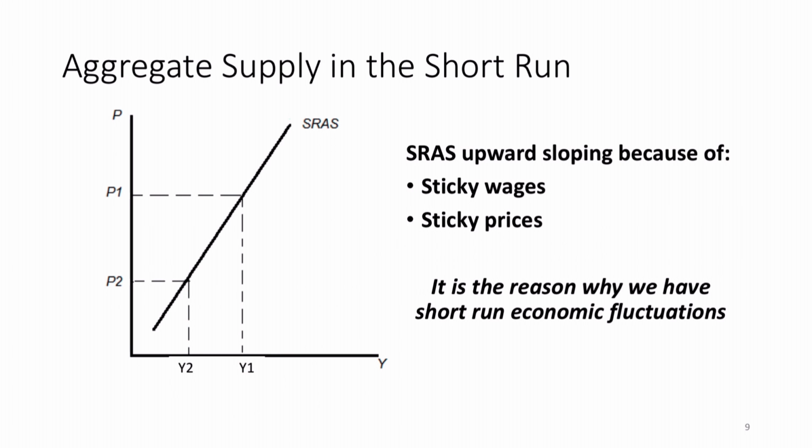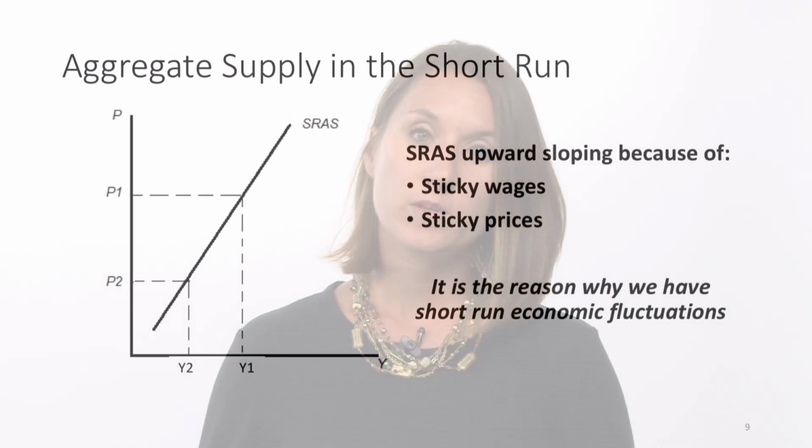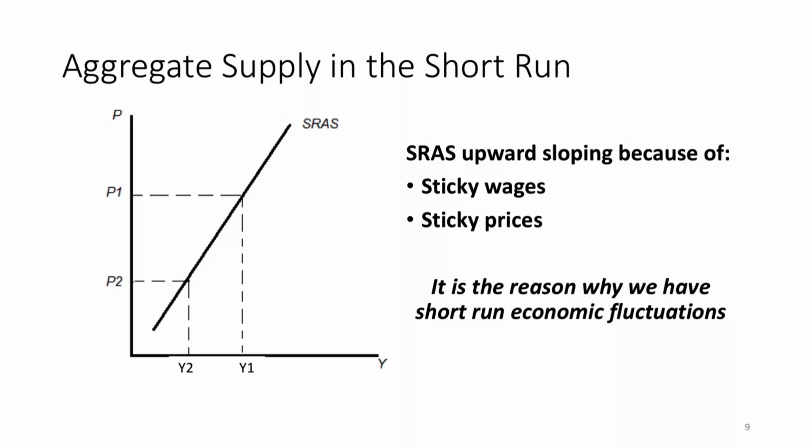Now, what about aggregate supply in the short run? Now, the short-run aggregate supply, remember, is going to show that we have a breakdown of the classical dichotomy. So those nominal and real variables are more closely intertwined. So therefore, what we observe, as you can see here, is an upward sloping short-run aggregate supply curve. This is coming specifically from what we call sticky wages and sticky prices.